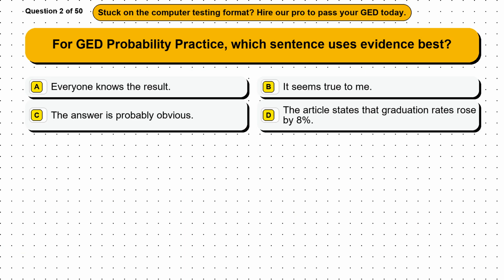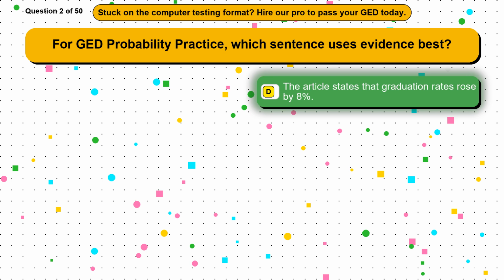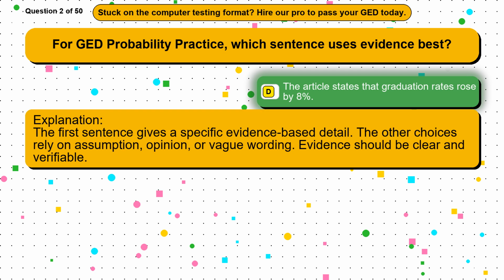Question 2. For GED Probability Practice, which sentence uses evidence best? Option A. Everyone knows the result. Option B. It seems true to me. Option C. The answer is probably obvious. Option D. The article states that graduation rates rose by 8%. The correct answer is option D. The article states that graduation rates rose by 8%. The first sentence gives a specific evidence-based detail. The other choices rely on assumption, opinion, or vague wording. Evidence should be clear and verifiable.